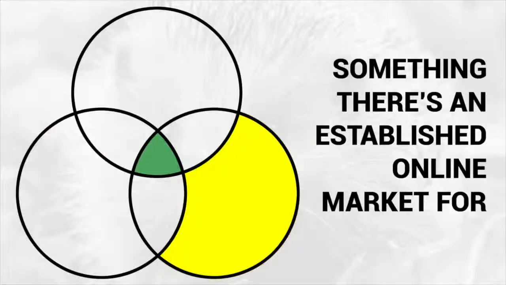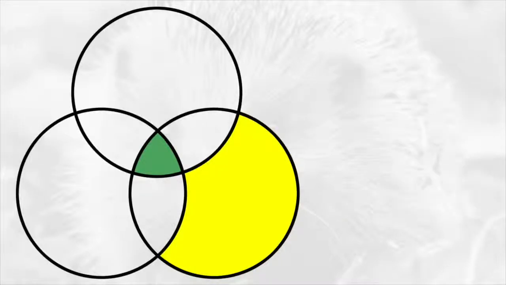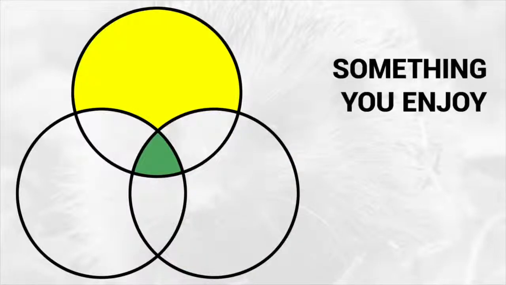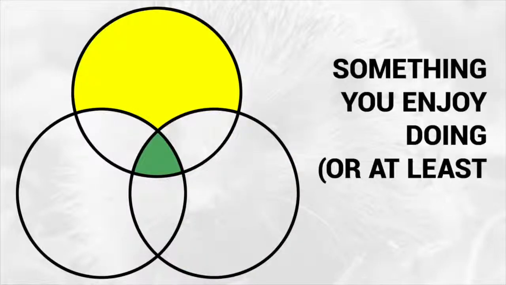Okay, so that's our first circle taken care of. By now you should have a good overview of what online skills are in demand. So let's move to the second circle. You want to choose a skill that you enjoy doing, or at least don't hate. And that last bit is really important.